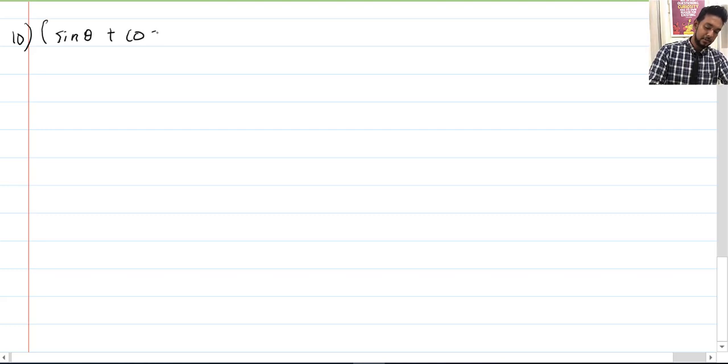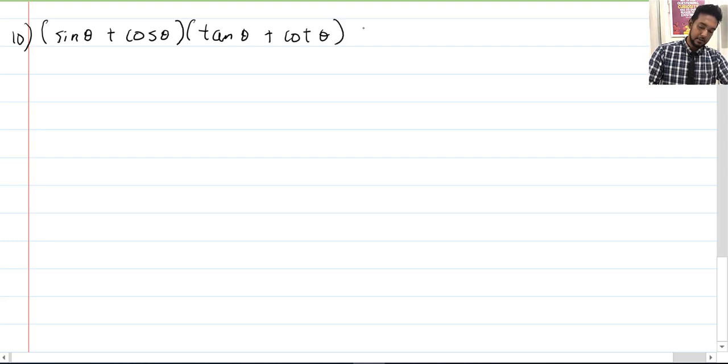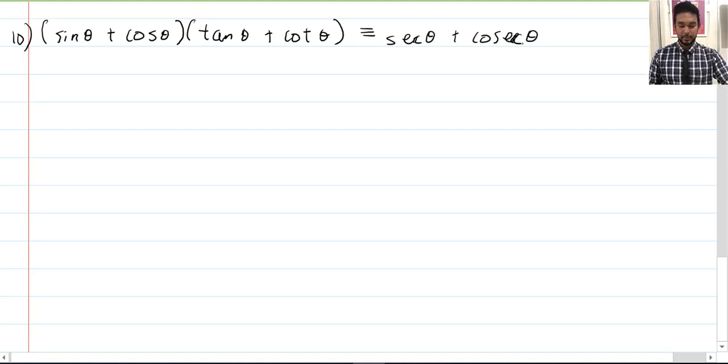Sine theta plus cos theta by tan theta plus cot theta is identical to sec theta plus cosec theta. Okay, I don't think we have much of a choice but to expand this using distributive law. Anybody else have any suggestions as to how we could work that otherwise?